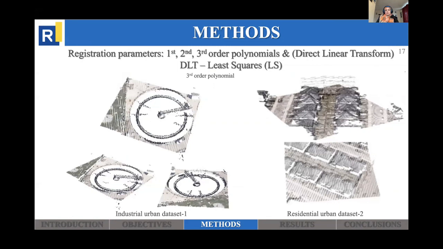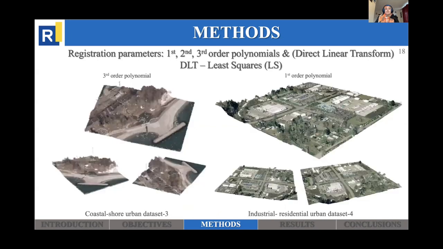Here on those slides, we can see the LiDAR point clouds after inheriting the corresponding RGB colors from the corresponding aerial photo. So this is the first urban dataset, the industrial urban. This is the second dataset, the third and the fourth. In all cases, the registration models are empirical, and they were estimated using least squares.